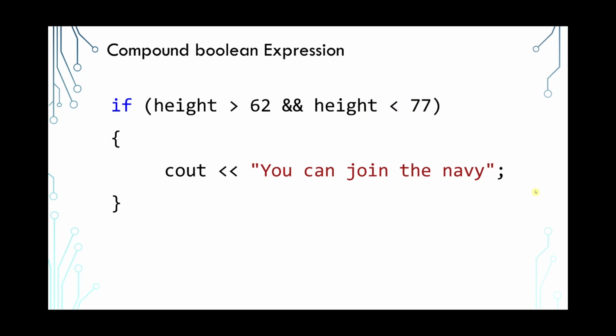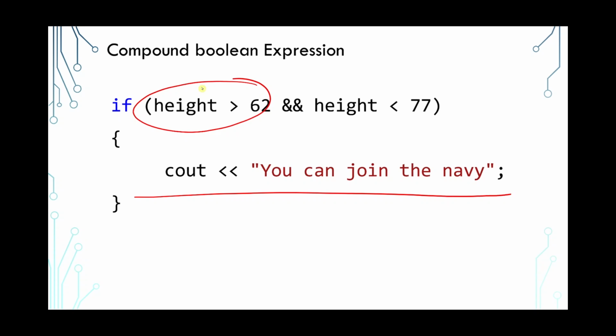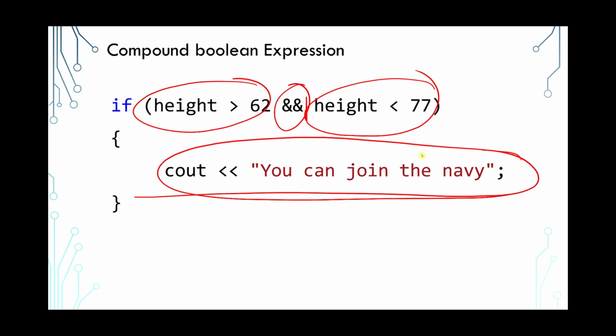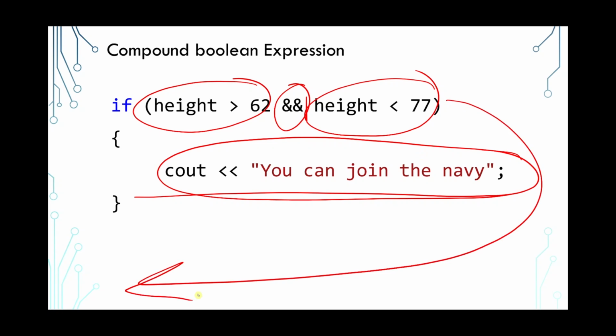Here's another example. If height is greater than 62 and height is less than 77, you can join the Navy. So here is a compound Boolean expression. You have to evaluate this first to true or false, then evaluate this to true or false, then you apply the logical AND. If the total result is true, you do this statement. You print this statement. If the total result is false, you skip and you don't print this statement on the console.